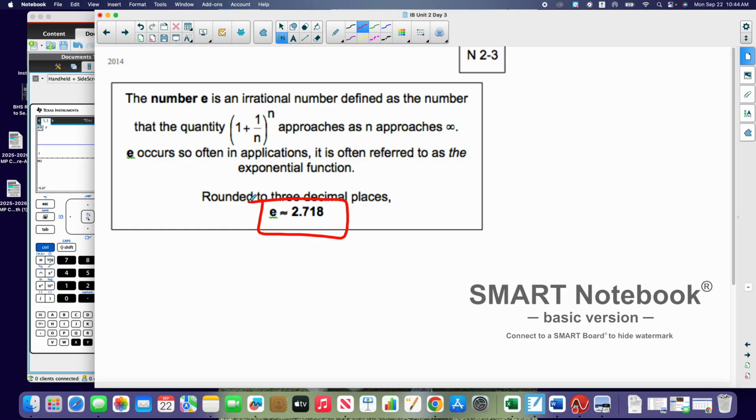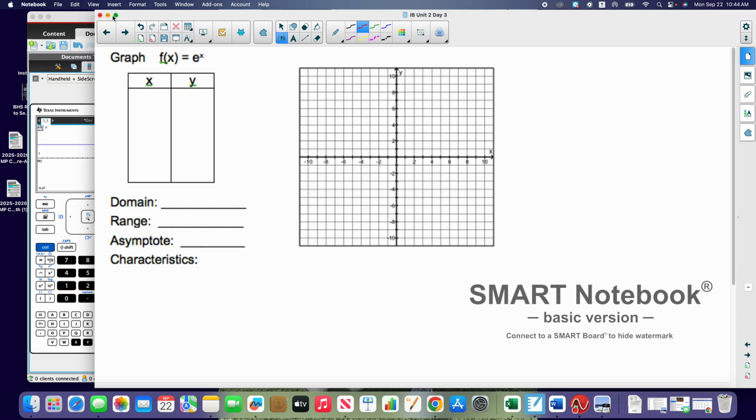Okay? Now, why did I go through all that? I want you to see where it came from, for one thing, all right? That this is just not made up, all right? The other thing is this. Again, you don't have to copy all that up there. You just need the E is equal to 2.718, all right?